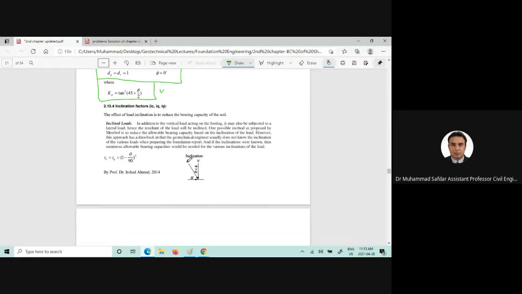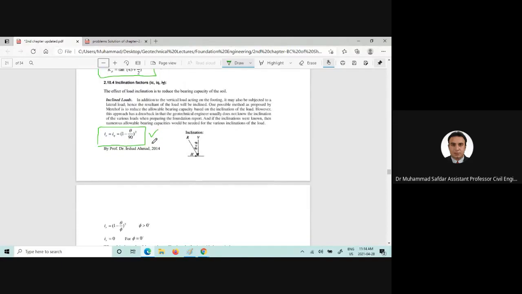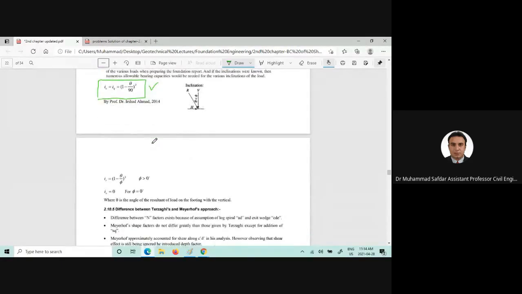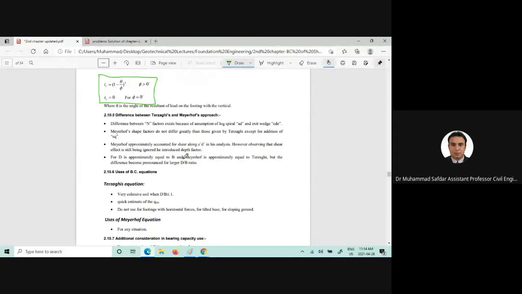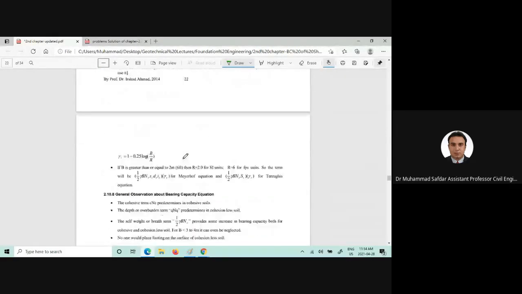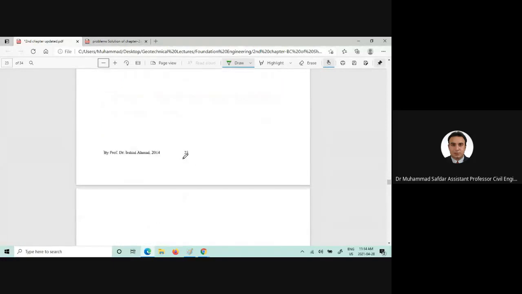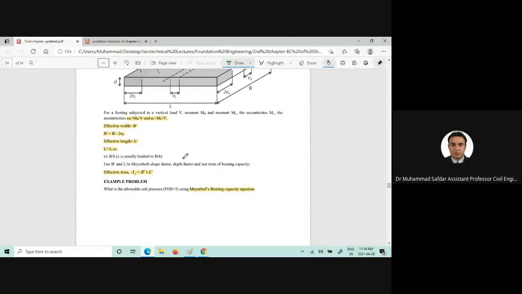Now, if you want to find out the inclination factors, we will need a few equations. So please kindly note down this equation to find out the IC and IQ. In order to find out the I gamma, you can note down these equations to find different inclination factors. Yes, that's almost it.